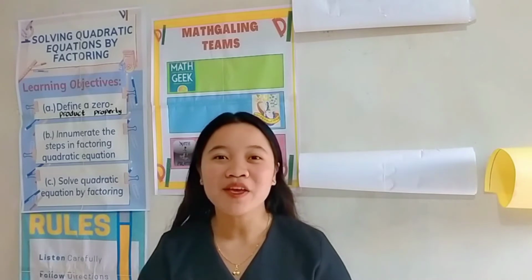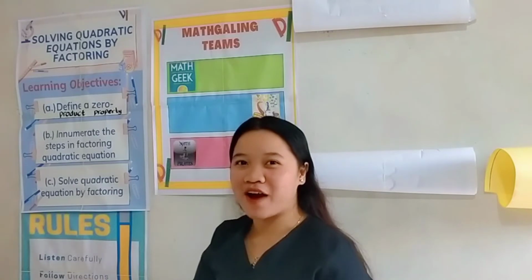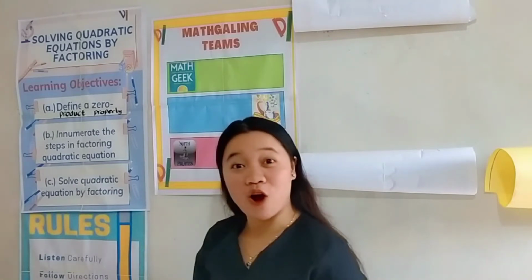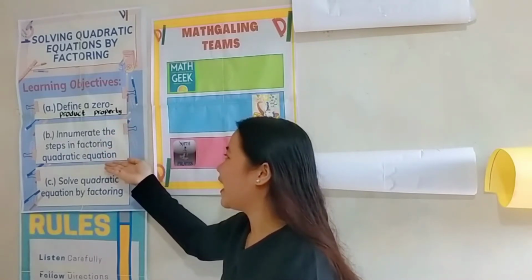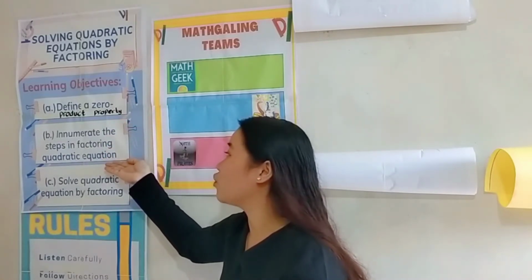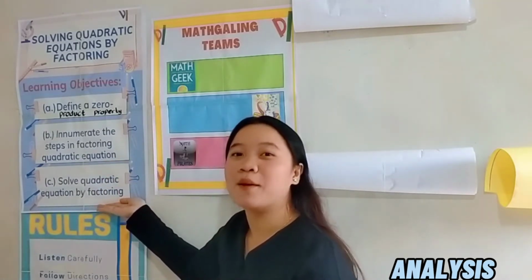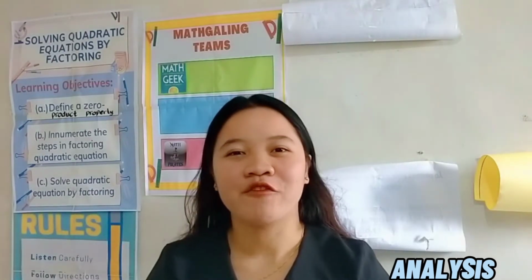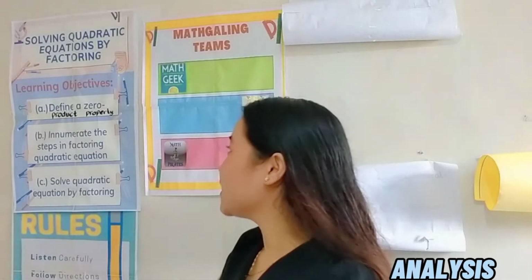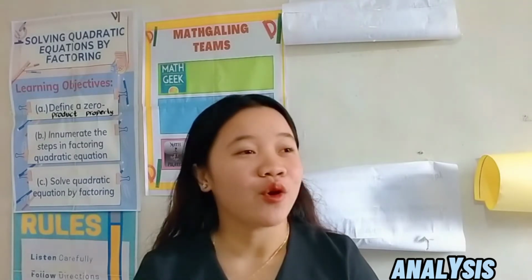Our topic this morning is all about solving quadratic equations by factoring. And our learning objectives are: first, define the zero product property. Second, enumerate the steps in solving quadratic equations. And third, solve quadratic equations by factoring. Thank you so much. Let's start with our first learning objective, which is to define the zero product property. Alright, can anyone of you here define what the zero product property is?